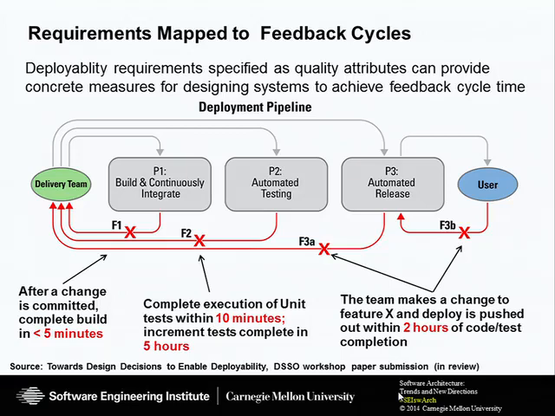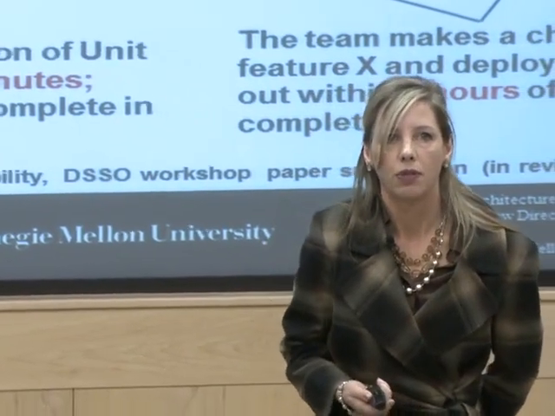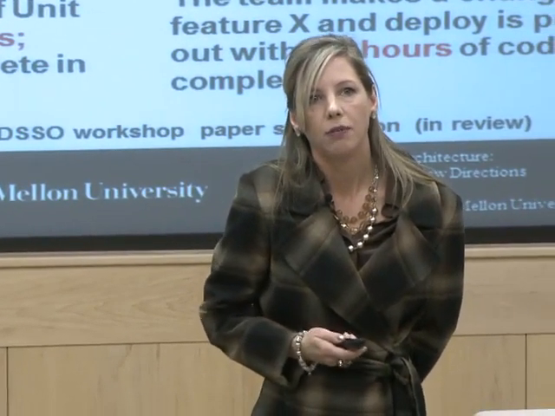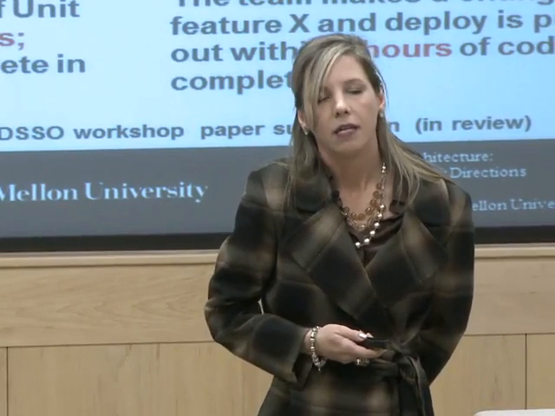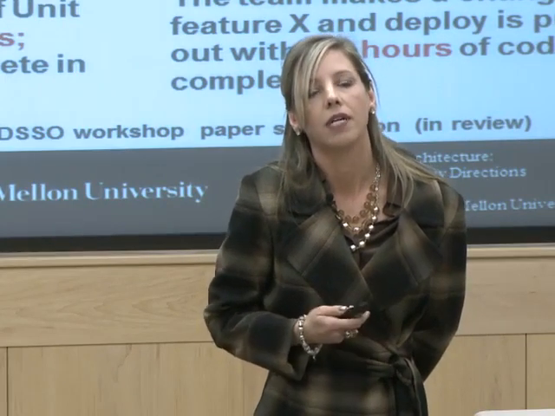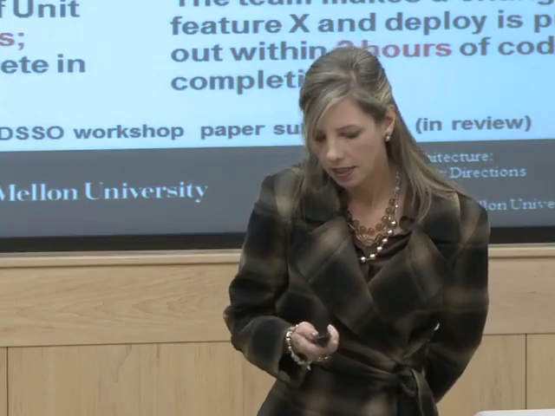between the build and continuous integration step and the delivery team. How fast should that happen so that we can get that feedback going? Here, the test automation requirements map over to F2, which enables the feedback loop for completing the automated tests, and it specifies that the tests should be completed within 10 minutes or 5 hours. So this gives you some idea of how you would use these things. And in the next step, we're going to talk about how you use these to actually design the system.